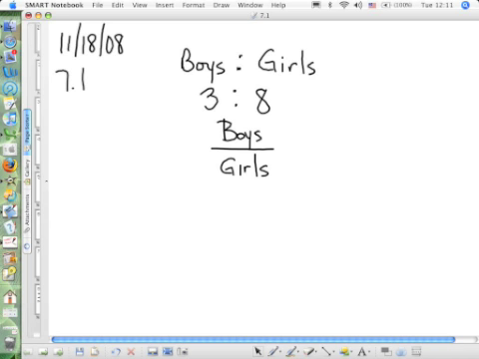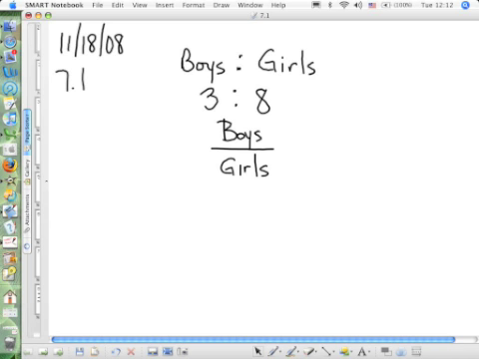All right? Now suppose this was an auditorium filled with students and the ratio of boys to girls was 3 to 8. Suppose I said that there were 24 girls. How many boys would there be? 9. How'd you figure out 9, Elise? Because 8 times 3 equals 24, and then you have to multiply 3 by 3.